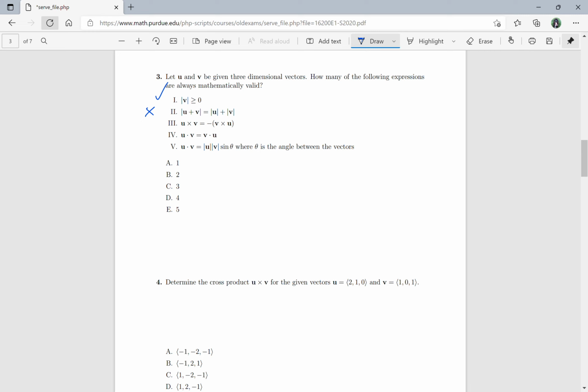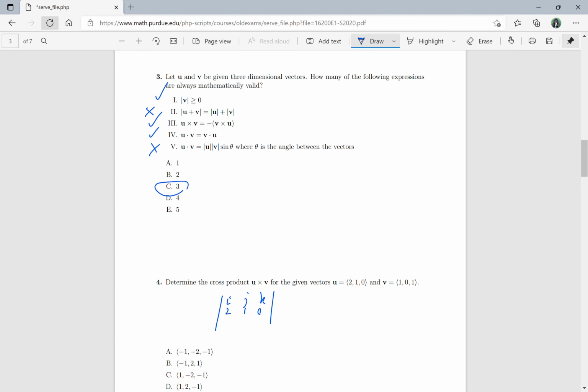Taking the cross product in different order reverses sign. Yeah, that's true. Dot product is commutative. That's true. But fifth, u dot v should equal magnitude u, magnitude v, cosine theta. It's actually the magnitude of u cross v equals magnitude u, magnitude v, cosine theta. So just these three.